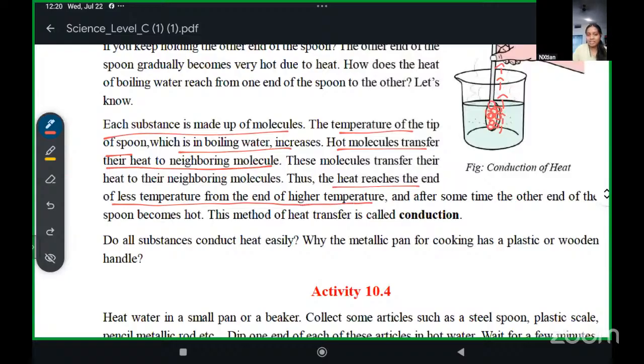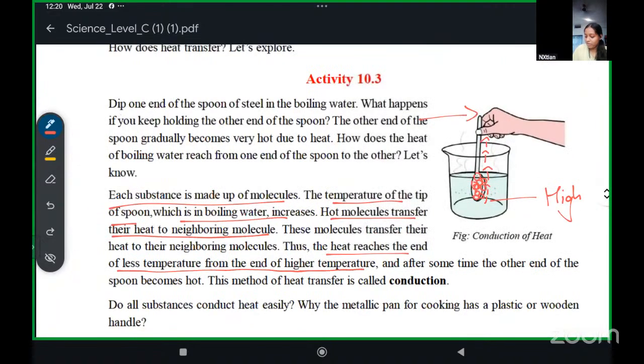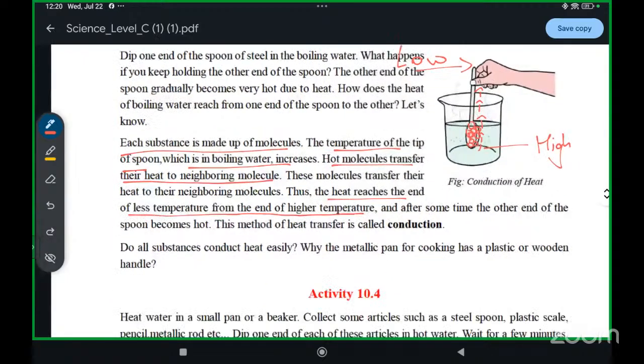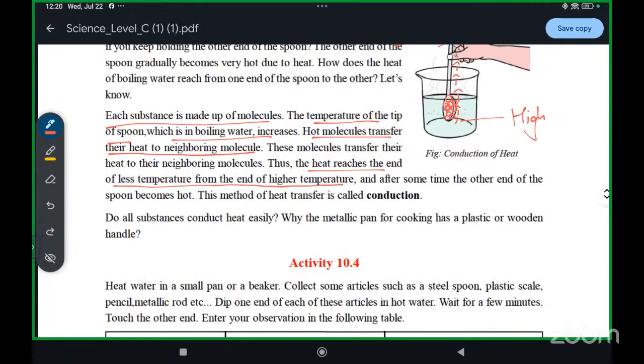This point is higher temperature, and this point is lower temperature. So slowly, the heat reaches from the point of higher temperature to the point of lower temperature. This method of heat transfer is called conduction.